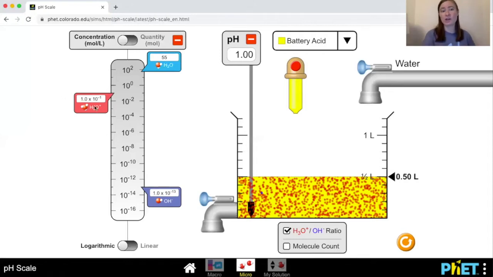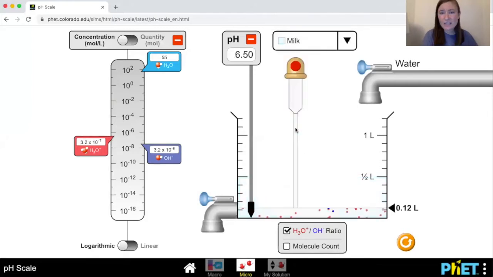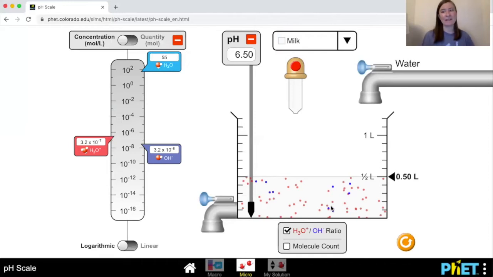The concentration of H3O+ is changing exponentially. And we see that in our simulation here, where our neutral solution has a lot of both of these particles, but even a solution that's just a little bit acidic, right, 6.5, already we're seeing this huge difference in the number of H3O+ particles versus the number of OH- particles. And so the best way to deal with that is by using a logarithmic scale.